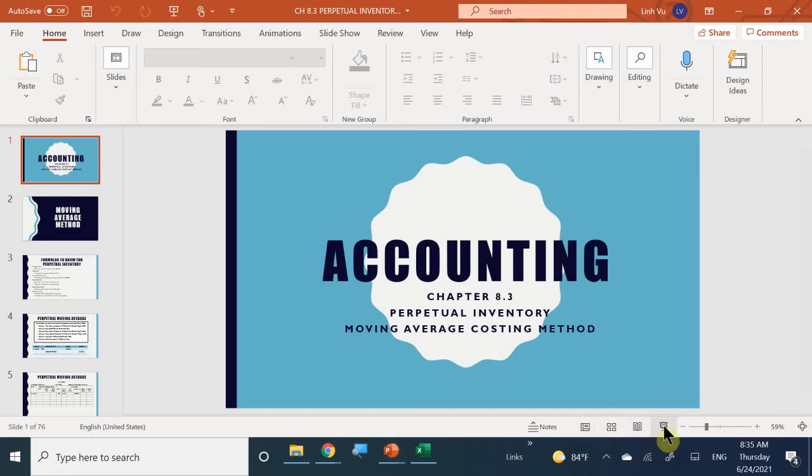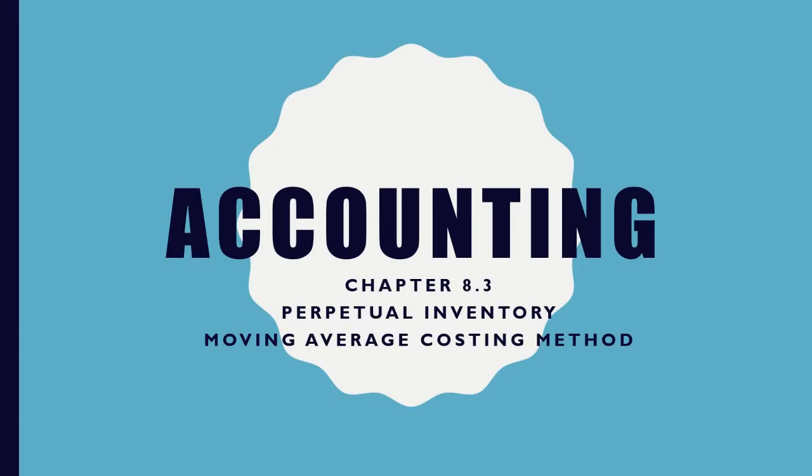So as I mentioned before, welcome back. We're going to be looking at the last inventory costing method, and we're going to be looking at moving average for perpetual inventory, okay?